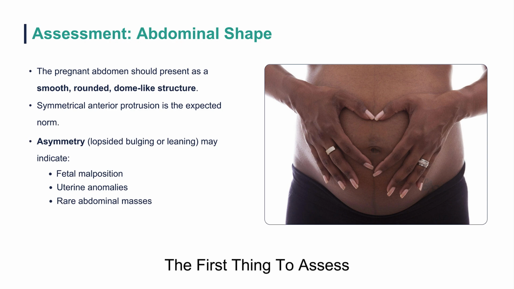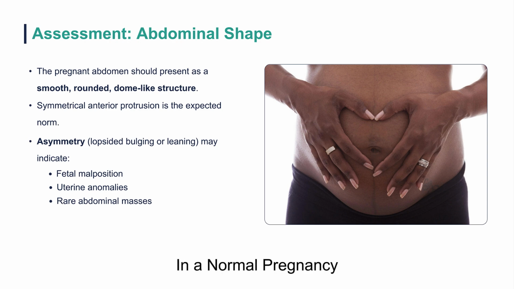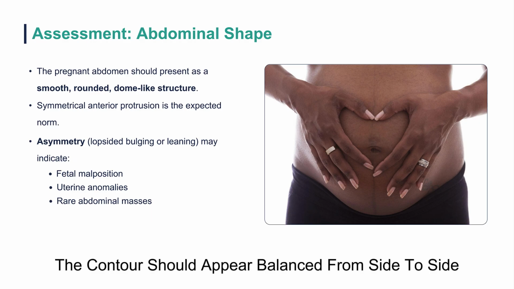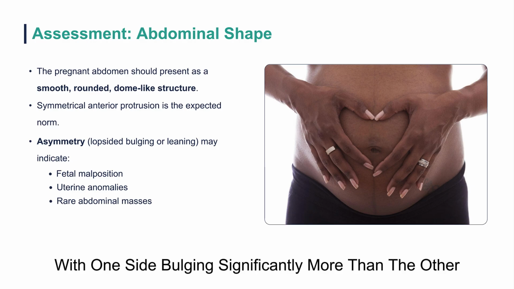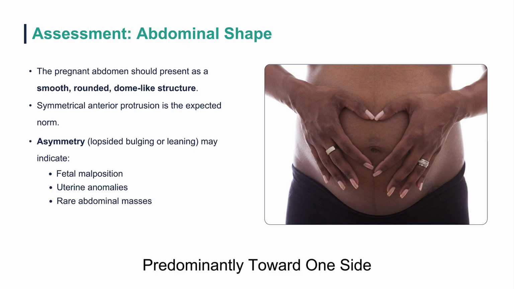The first thing to assess is the overall shape of the pregnant abdomen. In a normal pregnancy, the abdomen should have a smooth, rounded, dome-like appearance with a symmetrical anterior protrusion. The contour should appear balanced from side to side. If the abdomen appears noticeably lopsided, with one side bulging significantly more than the other, or if the entire uterus seems to lean predominantly toward one side, this finding should not be ignored.